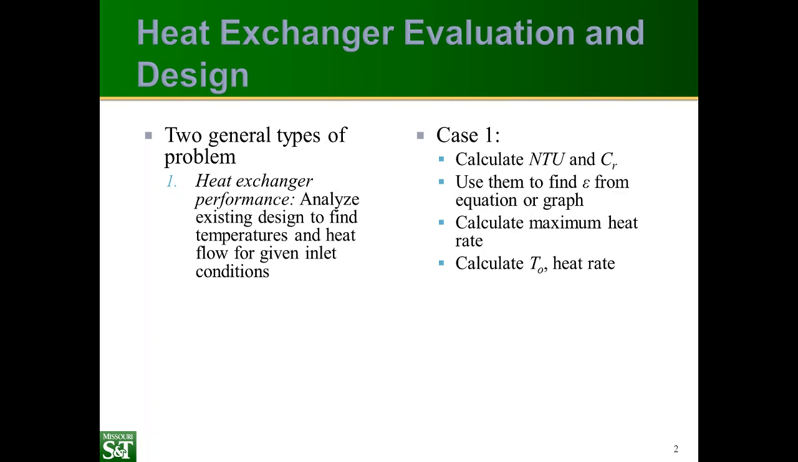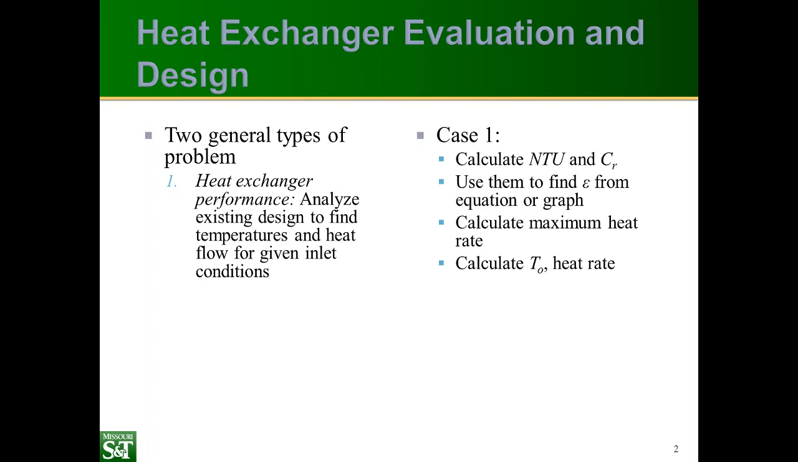So the first step is to find the heat transfer coefficients from a Nusselt number correlation for both sides. Use that to find the overall heat transfer coefficient, and then use that along with the flow rates and therefore the heat capacities of each fluid to find the number of transfer units and the heat capacity ratio. Once we have that, we go into one of those equations or a graph and we calculate effectiveness from the number of transfer units and the heat capacity ratio.